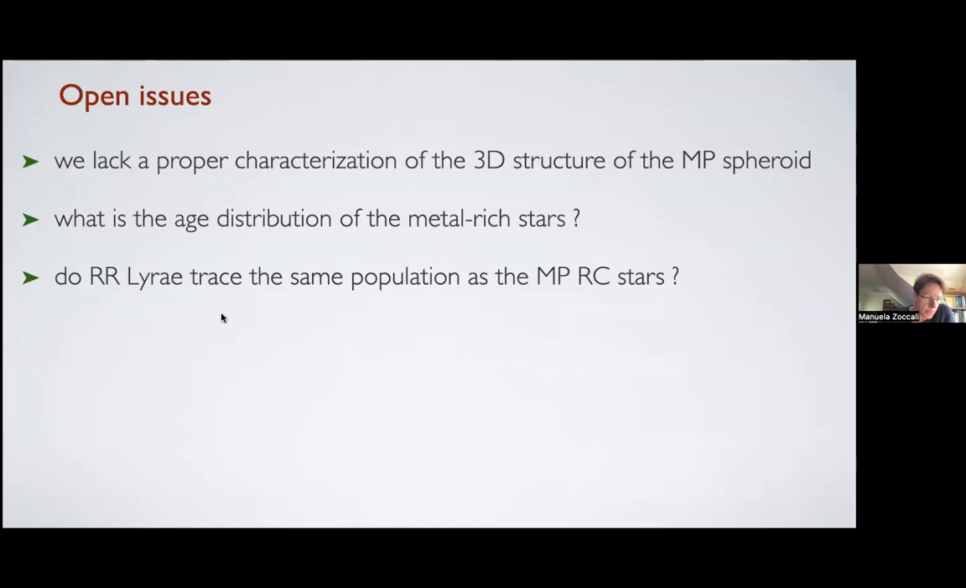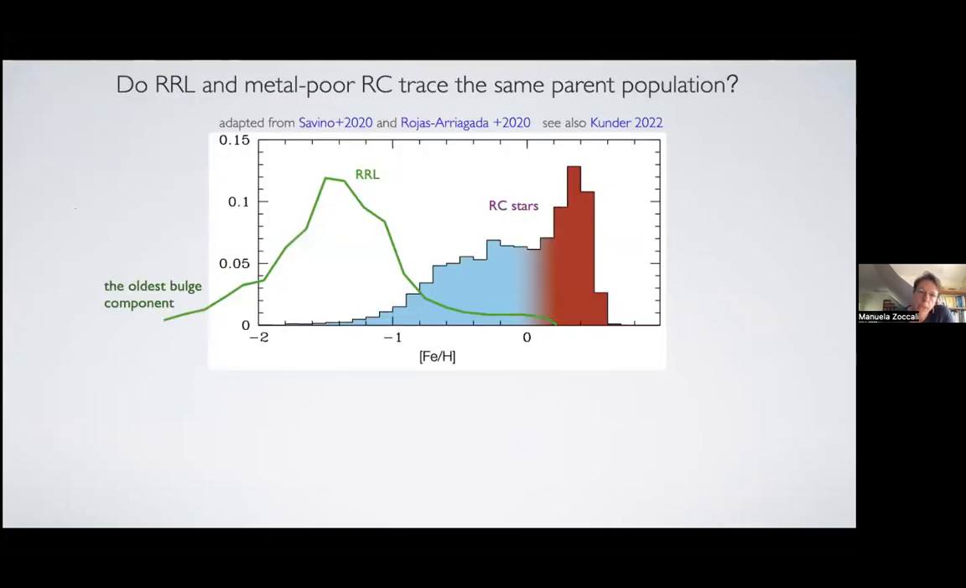Well, RR Lyrae in principle are extremely useful for two reasons. One is that they trace a poor old population. So they give us the opportunity to know what is the structure and what are the properties of the first things that got into the region of the bulge. And also they are rather precise distance indicators. So they allow us to make a 3D reconstruction of the shape much better than red clump stars. So what do we know about them?